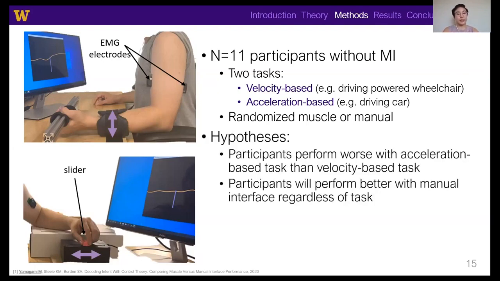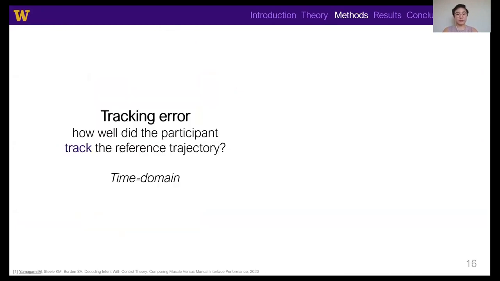We hypothesized that participants will perform worse with the acceleration-based task than the velocity-based task because the acceleration-based task requires an additional level of abstraction. We also hypothesized that since our participants without motor impairments are more acquainted with manual interfaces, they will perform better with the manual interface, regardless of the task dynamics.